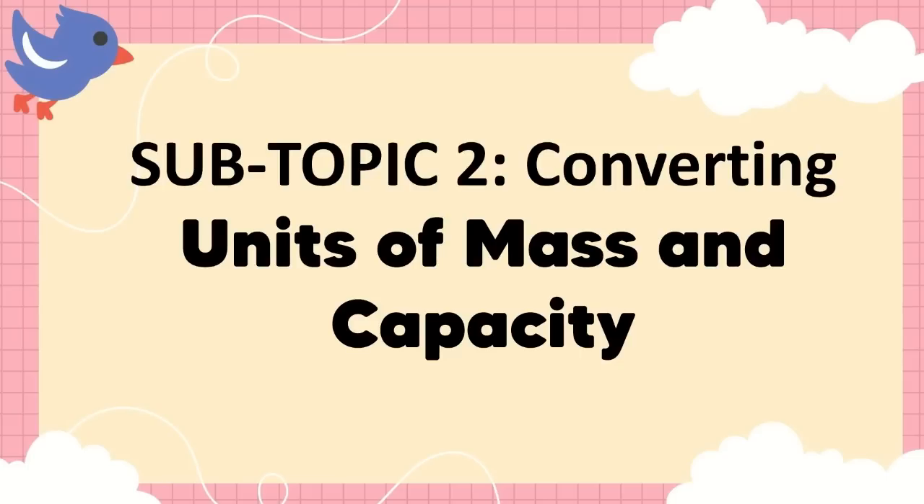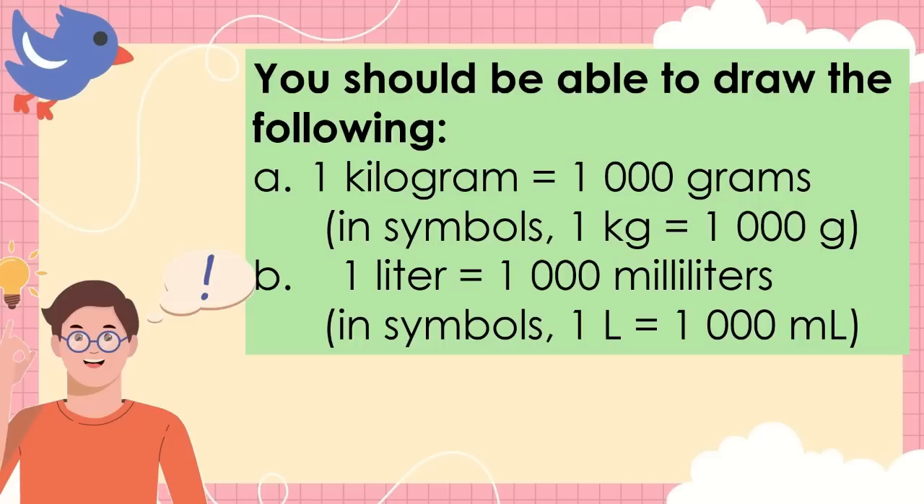For the subtopic 2, converting units of mass and capacity. You should be able to draw the following. Letter A, 1 kilogram equals 1000 grams. In symbols, 1 kg equals 1000 g. 1 liter equals 1000 milliliters. In symbols, 1 L equals 1000 ml.